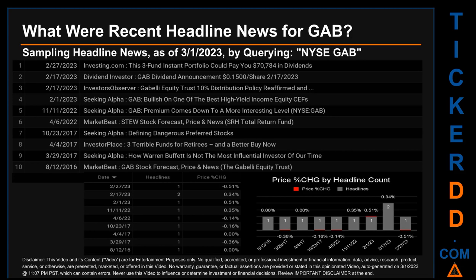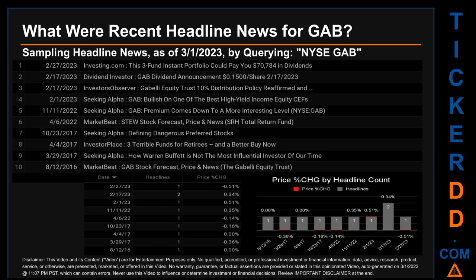The oldest publication was on Friday, August 12, 2016, when 6 years, 7 months and 17 days ago, MarketBeat published the headline that read, "GAB Stock Forecast, Price and News, the GAB Equity Trust." Friday, February 17, 2023 had the most headlines. It had 2 discovered headlines when Dividend Investor published the headline that read, "GAB Dividend Announcement $0.1500 per share February 17, 2023."